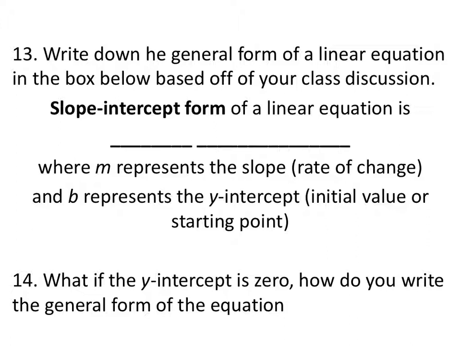Alright, write down the general form of a linear equation in the box below based off your class discussion. Slope-intercept form of a linear equation is where m represents the slope or rate of change, and b represents the y-intercept or initial or starting value. Then answer 14, what if the y-intercept is 0? How do you write the general form of that equation? Take 30 seconds with your neighbor to answer these two.